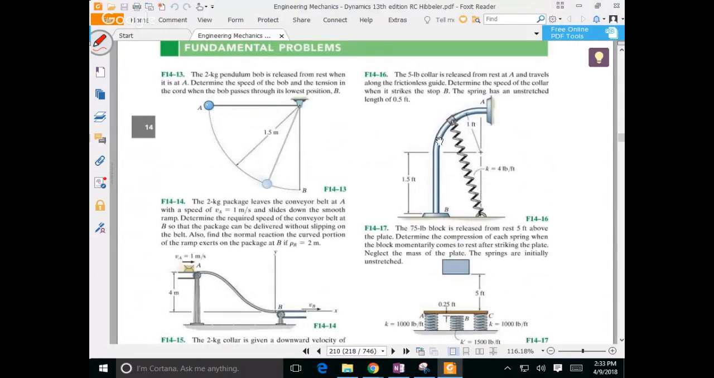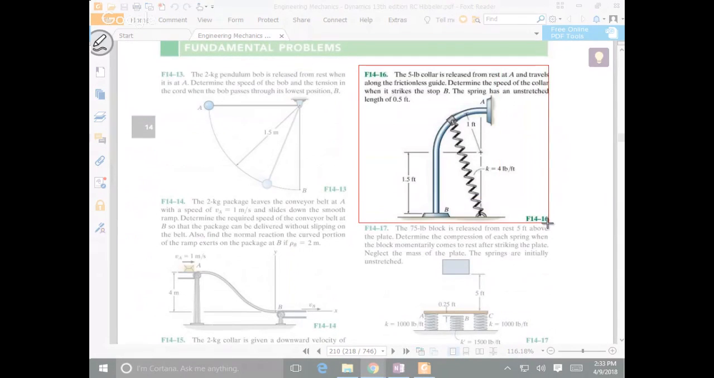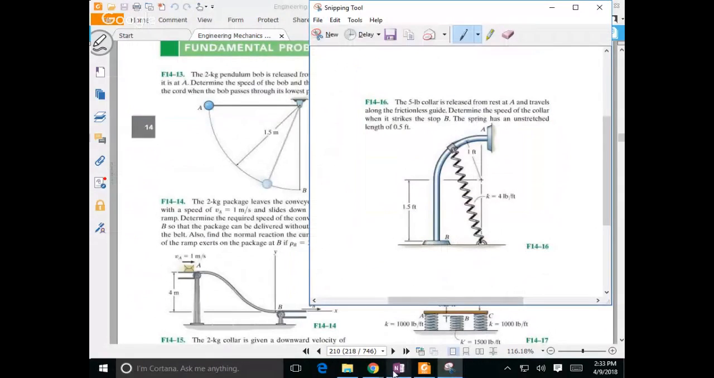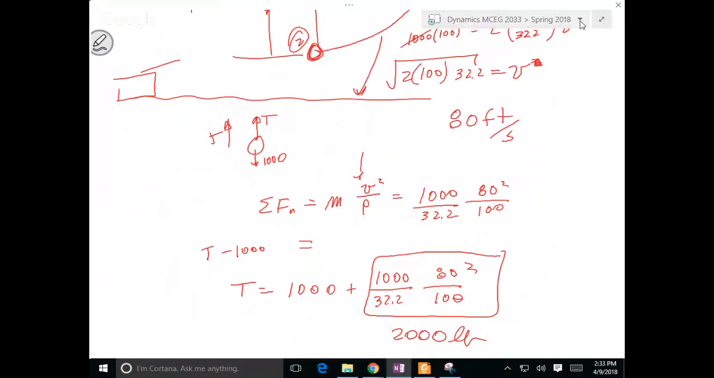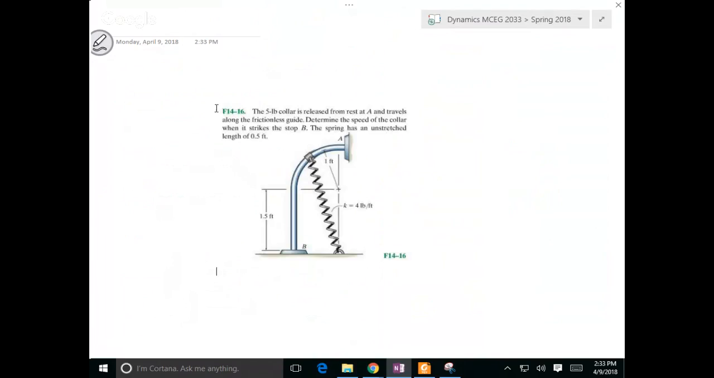As a matter of fact, let's see. Here we go, let's do this one. Let's see, snippet. Go over here, add a page, drop it in there.